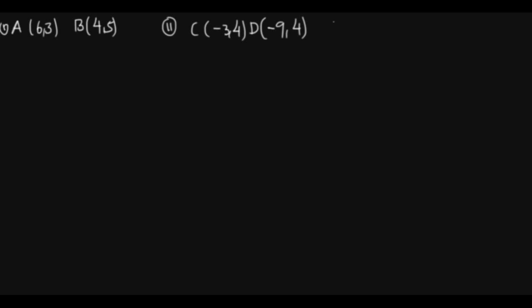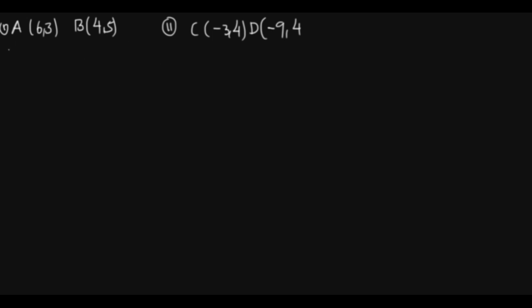Let's say we want to find the midpoint between point A and B, where our A is 6,3, our B is 4,5. Then the second one, we say our C is negative 3,4. Our D is negative 9,4. Then for the point for question, okay, let's just do this. We'll look at that one later. First, let's look at 1 and 2.